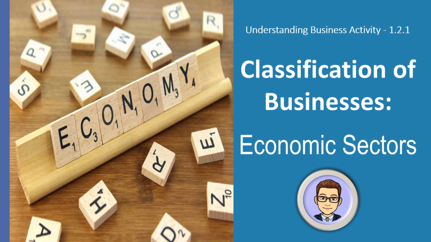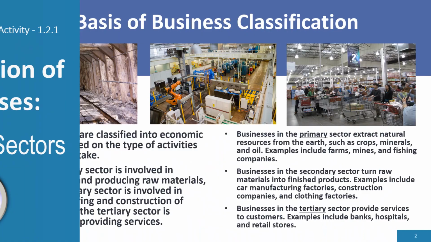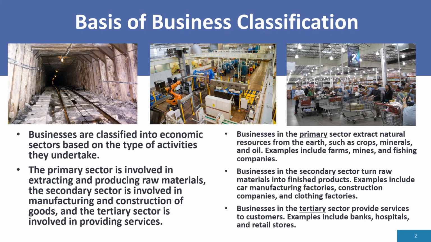This is Unit 1, Understanding Business Activity, Section 2, Classification of Businesses, and Lesson 1, Economic Sectors. First, we have the basis of business classification. Businesses are classified into economic sectors based on the type of activities they undertake. The primary sector is involved in extracting and producing raw materials. The secondary sector is involved in manufacturing and construction of goods, and the tertiary sector is involved in providing services.